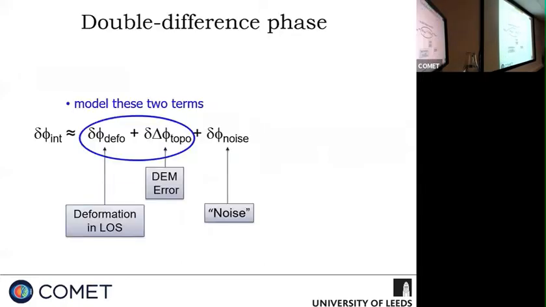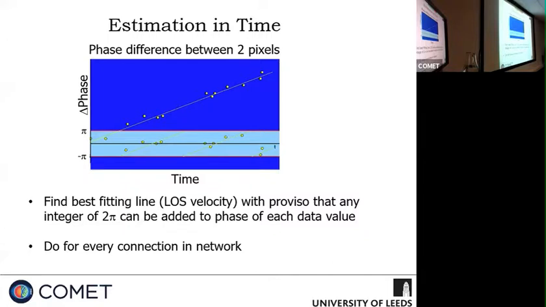For the deformation, the most important assumption that these methods make is that you have to estimate some sort of model for your deformation. The original method assumes linear deformation through time, so a constant deformation rate through time. That's what you're seeing here. You estimate a straight line through all of your points, taking into account that the phase is wrapped. And then your phase noise is essentially the average distance of that line from all of your points.